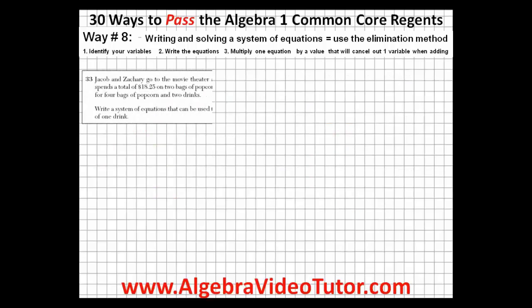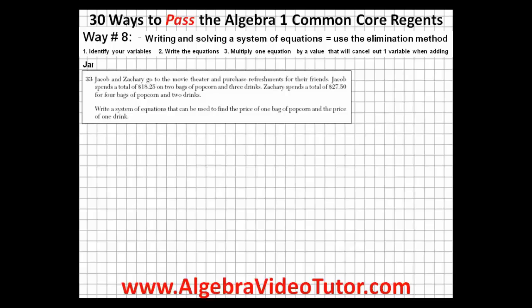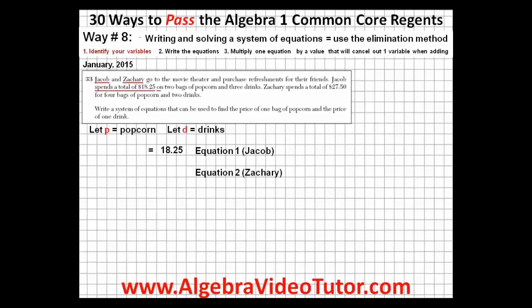This even works for short answer questions like this one from the January 2015 Algebra 1 Regents. Equation 1, however, will refer to Jacob, and equation 2 will refer to Zachary, who both buy popcorn and drinks at the movies. Jacob spends a total of $18.25 on 2 bags of popcorn and 3 drinks. Zachary spends a total of $27.50 on 4 bags of popcorn and 2 drinks, which completes the writing of a system of equations.